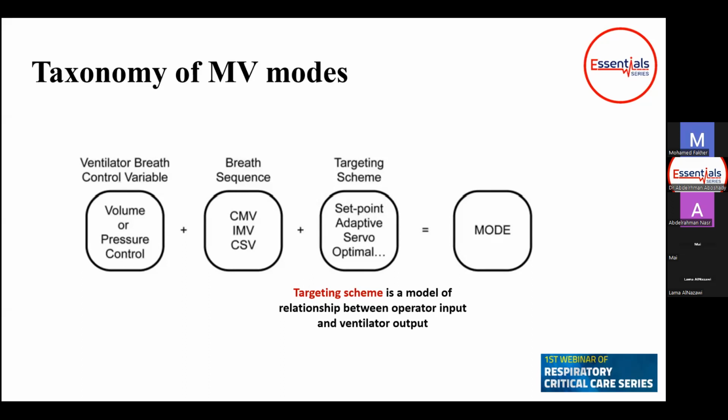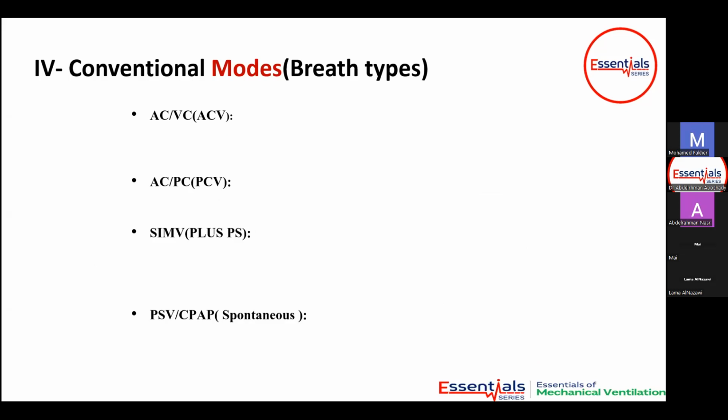So to classify any mode, we should know the ventilator control variable, the breath sequence, and the targeting scheme, and that's how we know what mode we are dealing with. So what are our conventional modes that we usually use in mechanical ventilation? We have 4 conventional modes we are all accustomed to. The volume control mode, ACVC, whatever its name.